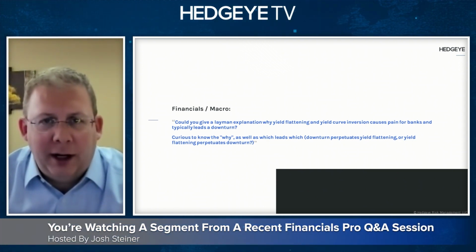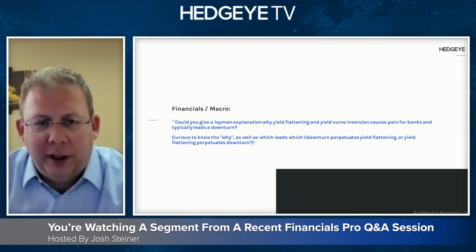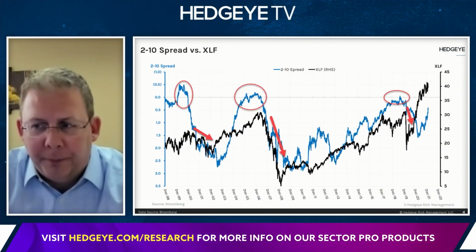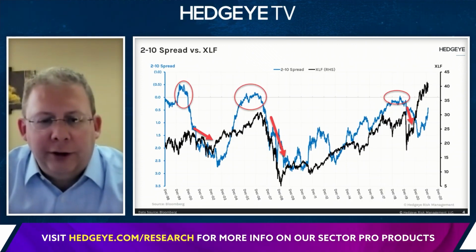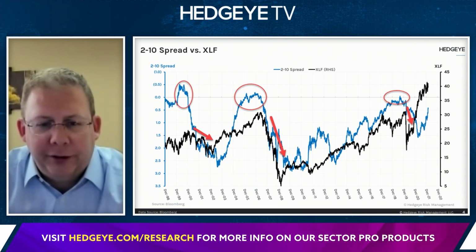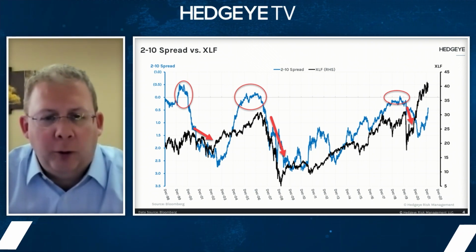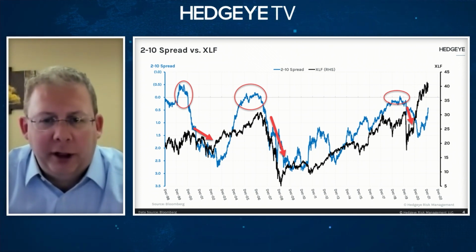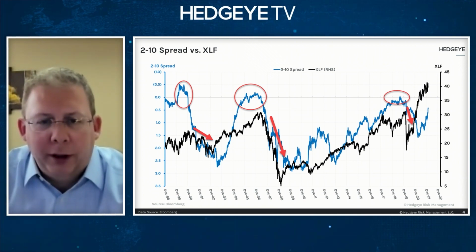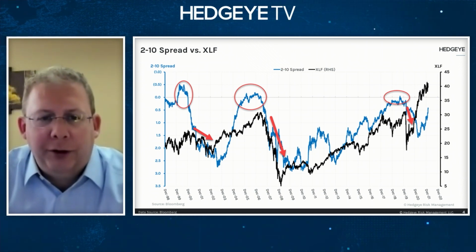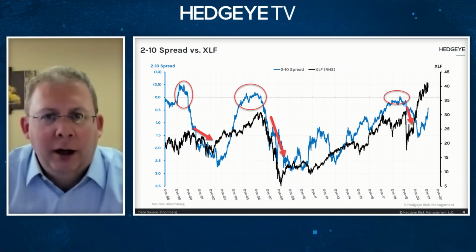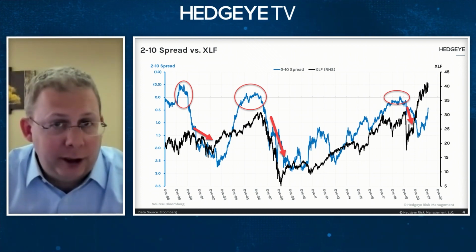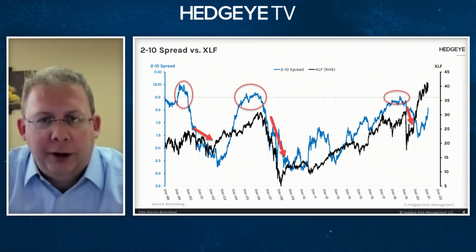So we've put a couple slides together just to give a little bit of context here. Maybe we'll go to the first slide here, slide 4. This is looking back over the last 23, 24 years, back to the inception of the XLF. What we're looking at is the blue line, which represents the 2-year, 10-year Treasury yield spread. That's on the left-hand y-axis, but it's inverted. So that's important to note.